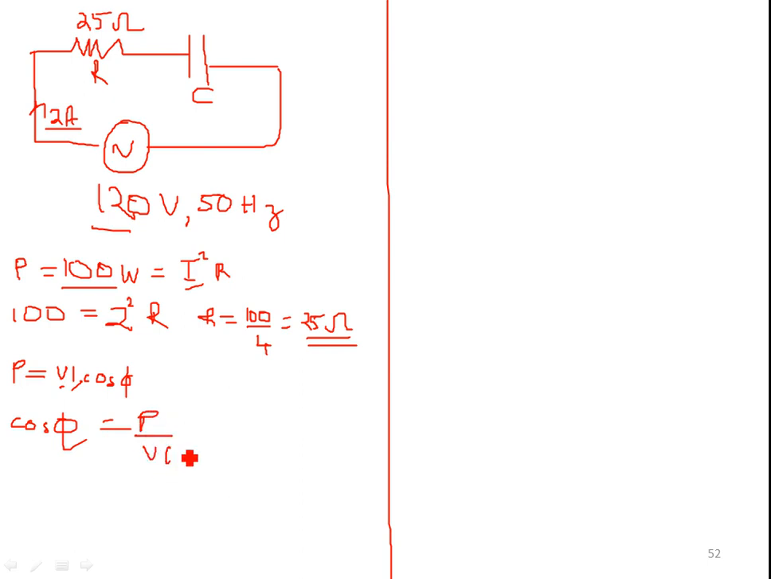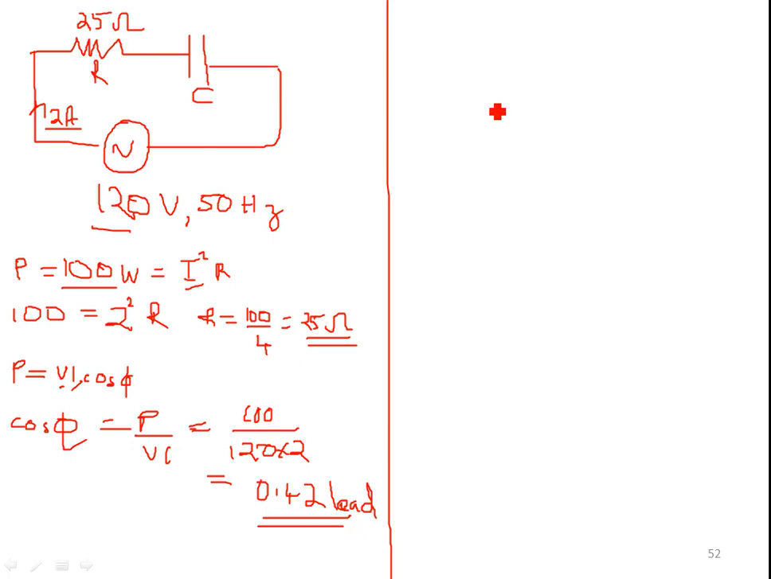What is power? Power is 100, divided by what is voltage? 120, into what is current? 2 ampere. 120 into 2. So what is the answer? Answer is 100 by 240, which is equal to 0.42. So power factor will be equal to 0.42. Now since it is an RC circuit, power factor will be leading. So, you got power factor as 0.42.